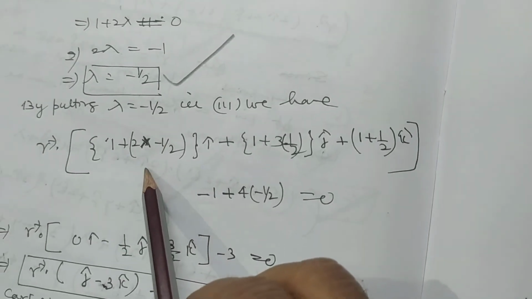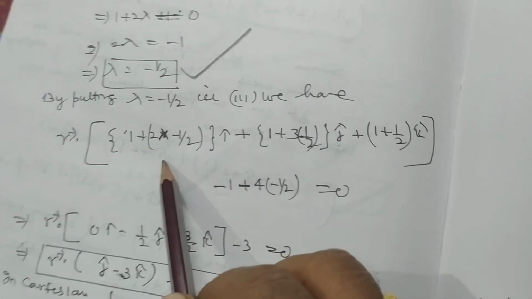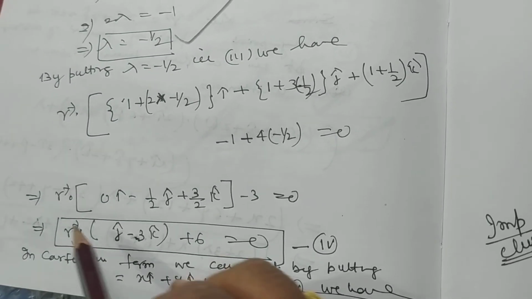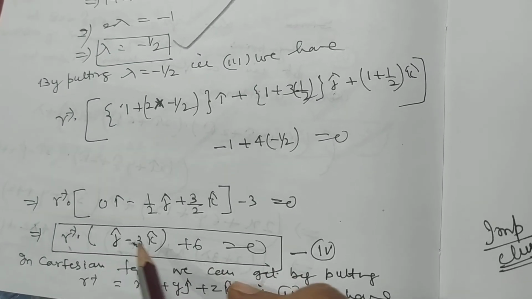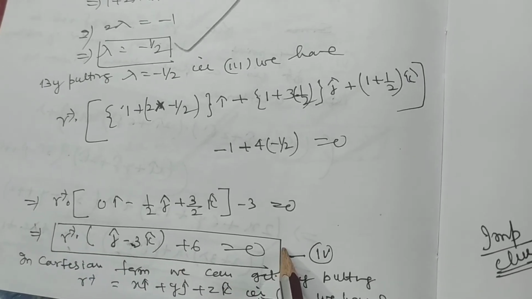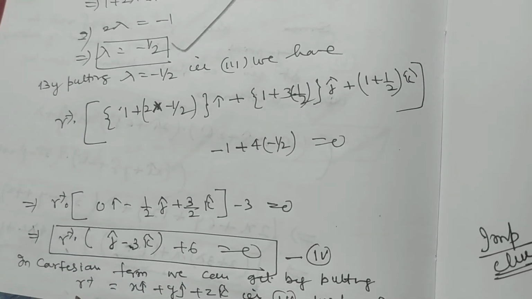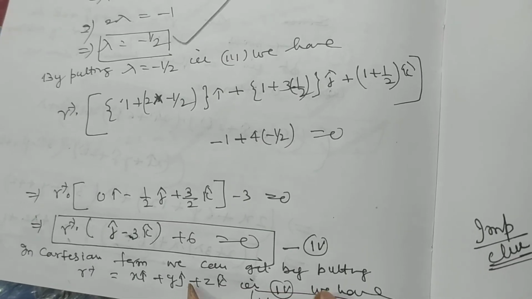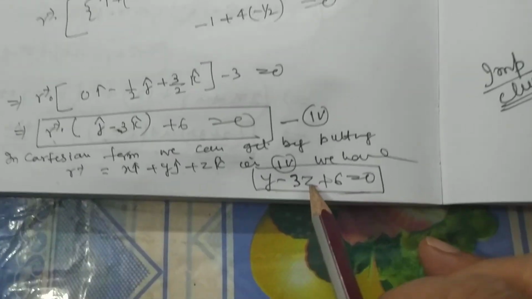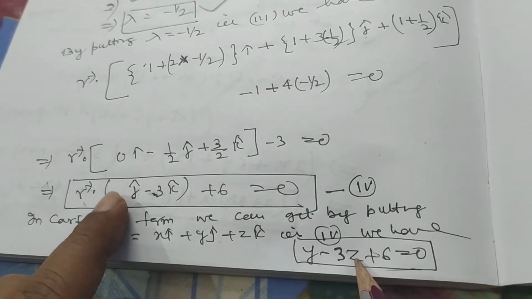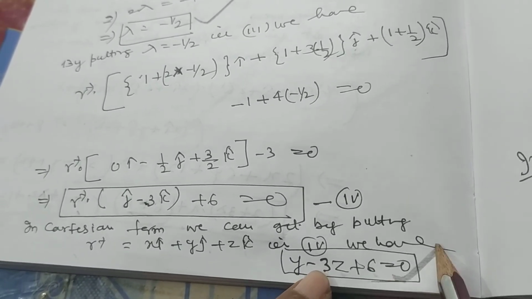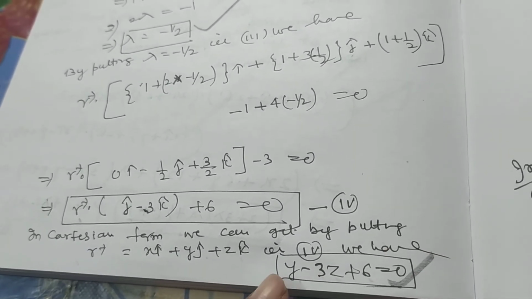By putting lambda equal to minus 1 by 2 in equation 3, we will get the equation of the plane, and after solving it will be vector r dot product with (vector j minus 3 vector k) plus 6 is equal to 0. In Cartesian form, vector r is equal to xi plus yj plus zk. So it will be 0 times x, y minus 3z plus 6 is equal to 0, which is the equation of the plane in Cartesian form.